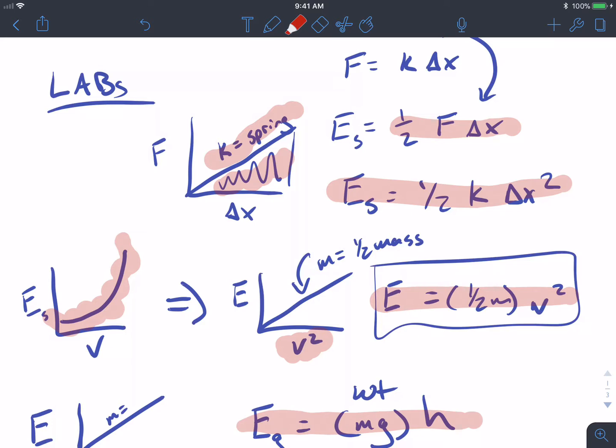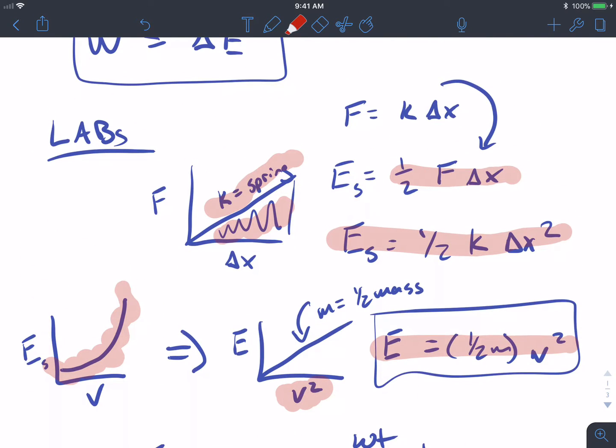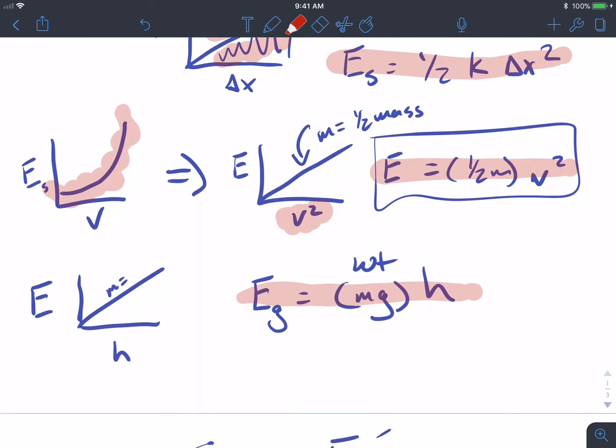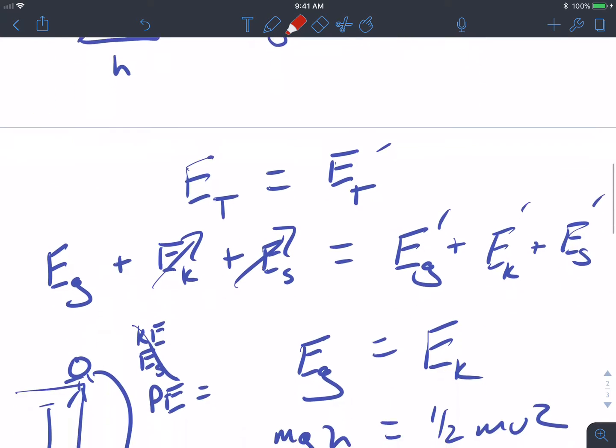We have that the spring energy, or potential energy in a spring, is 1/2 kx squared. The k is the spring constant, so that's going to be the slope of this line, force times delta x. And then we have the kinetic energy, which is 1/2 mv squared. And finally we have gravitational potential energy, which is mgh. So those are our three energy formulas.